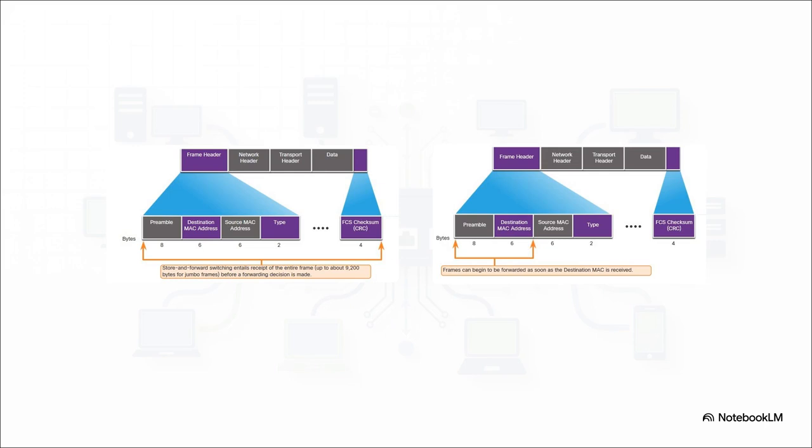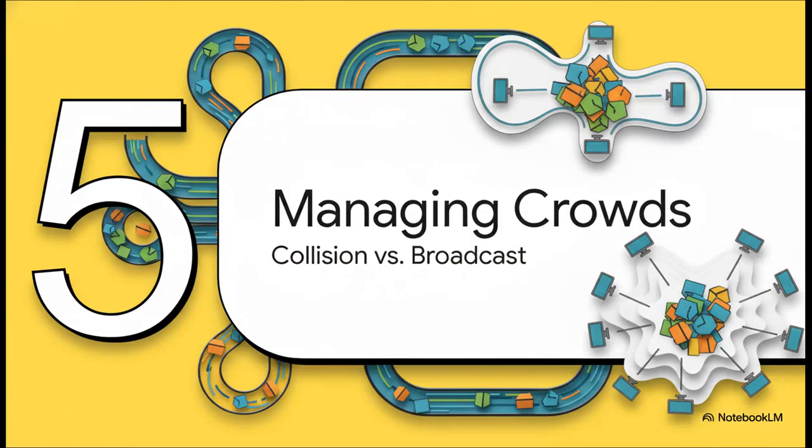On the left, with store and forward, you can see the switch is taking in the whole package, all the way to the end to check for errors. Only then does it send it out. But on the right, with cut-through, the second it reads that destination address, boom, that data's already heading out the door. It's a classic engineering choice, right? Accuracy versus latency.